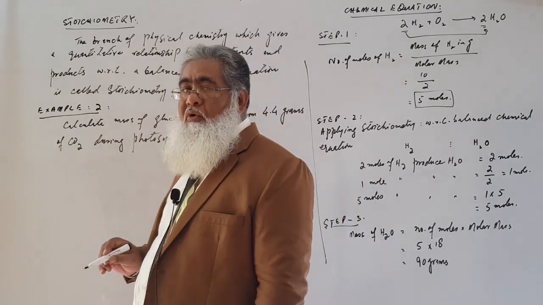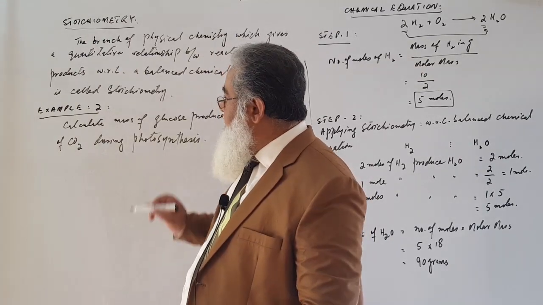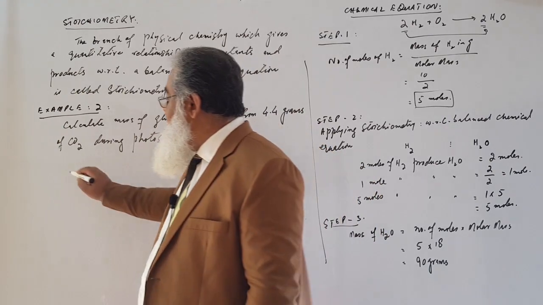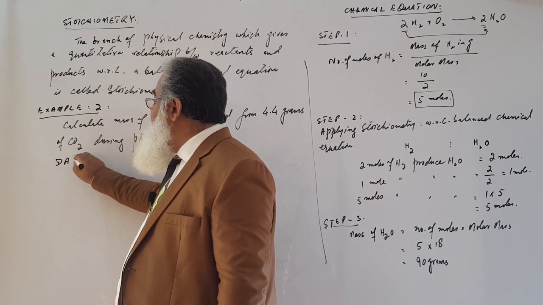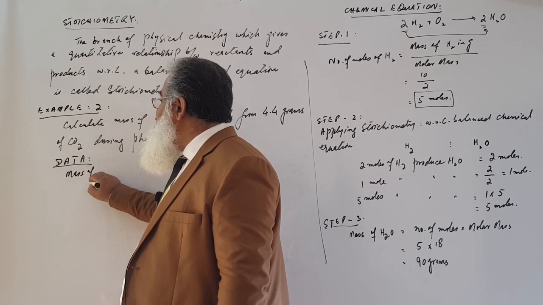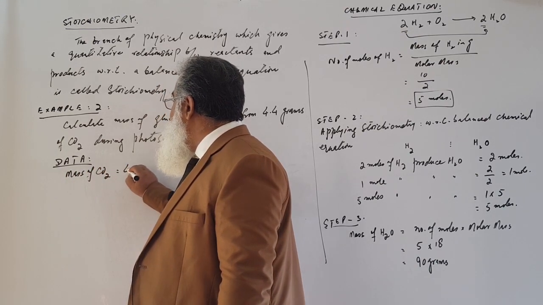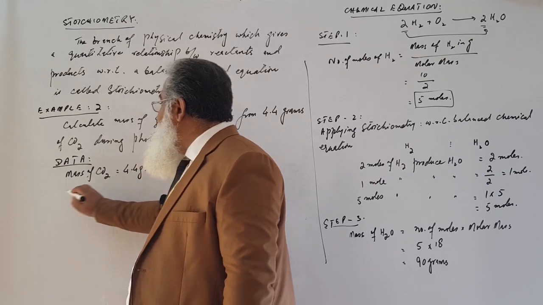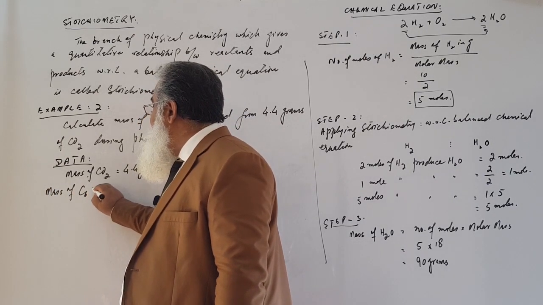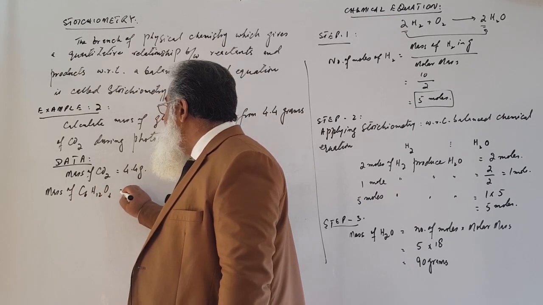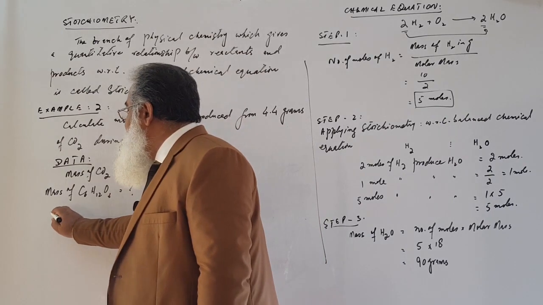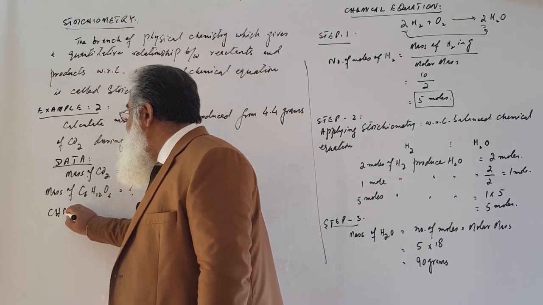Now, whenever you are going to solve a given problem, first of all you have to make the data. Now, properly, what is the data? In the data, we are given the mass of carbon dioxide, 4.4 gram, and we are asked to calculate the mass of glucose produced. As I told you, we have to write the balanced chemical equation.